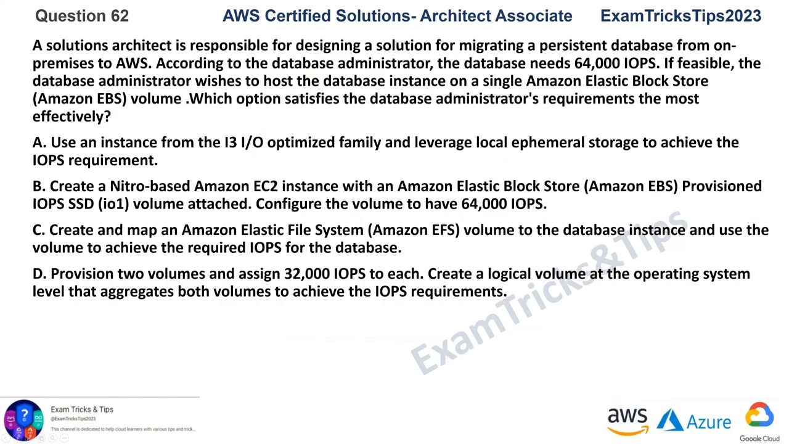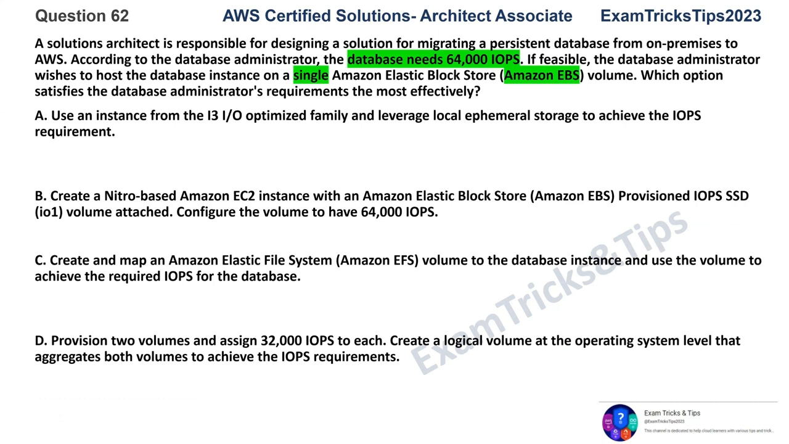Question number 62. A solutions architect is responsible for designing a solution for migrating a persistent database from on-premises to AWS. According to the database administrator, the database needs 64,000 IOPS. If feasible, the database administrator wishes to host the database instance on a single Amazon Elastic Block Store volume. Which option satisfies the administrator's requirement?